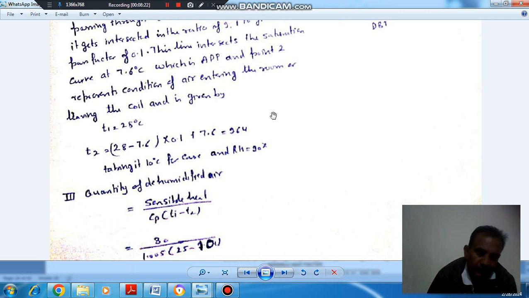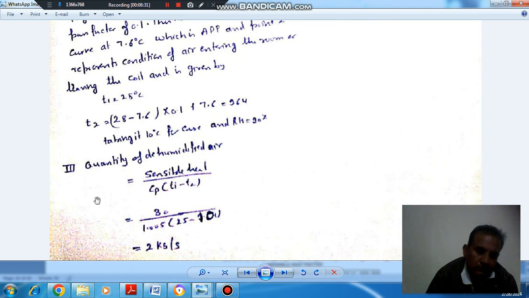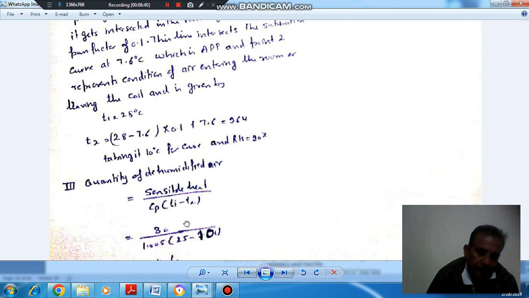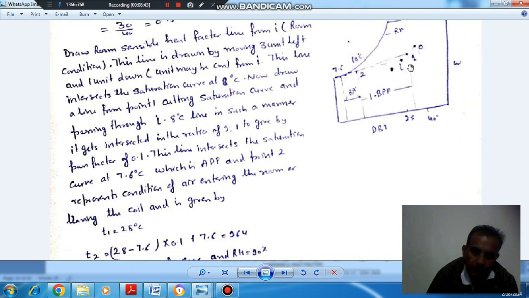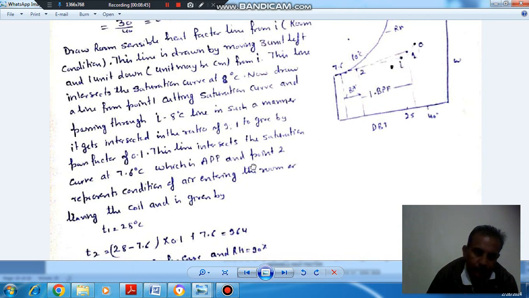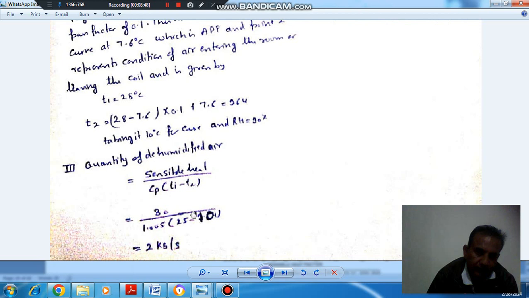T1 is 28 degrees Celsius and T2 comes out as 9.64, or say 10 degrees Celsius, and relative humidity is 90%. That we have obtained from the graph also. So now the third part is quantity of dehumidified air. It is sensible heat divided by Cp times the temperature difference Ti minus T2. Ti minus T2 is 25 minus 10, so that is 2 kg per second. Quantity of dehumidified air is 2 kg per second.